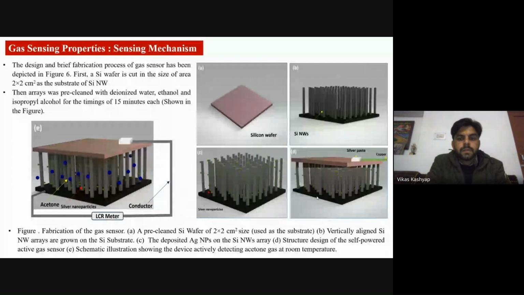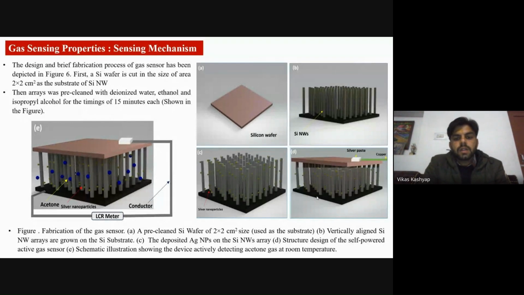We have done the sensing behavior. We have checked it with acetone gas, on the silicon nanowires. The design is as already told: the area of the wafer is 2 by 2 centimeters. The array was pre-cleaned with deionized water, ethanol, and isopropyl alcohol for 50 minutes each, using the ultrasonication technique as well. For the silicon nanowires, the contacts are made with silver paste at the bottom of the silicon.